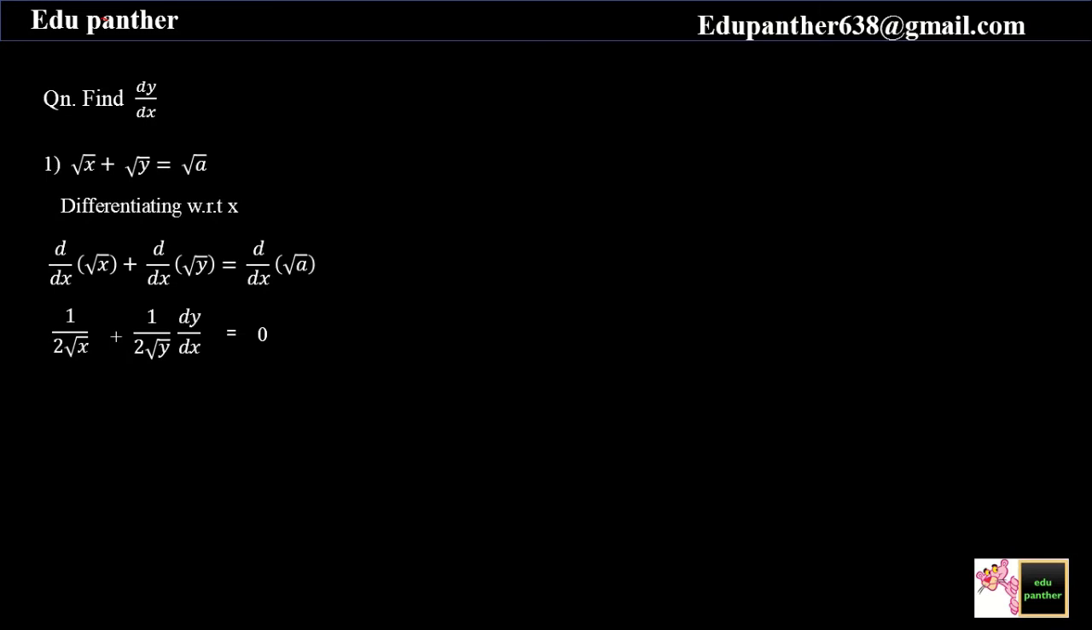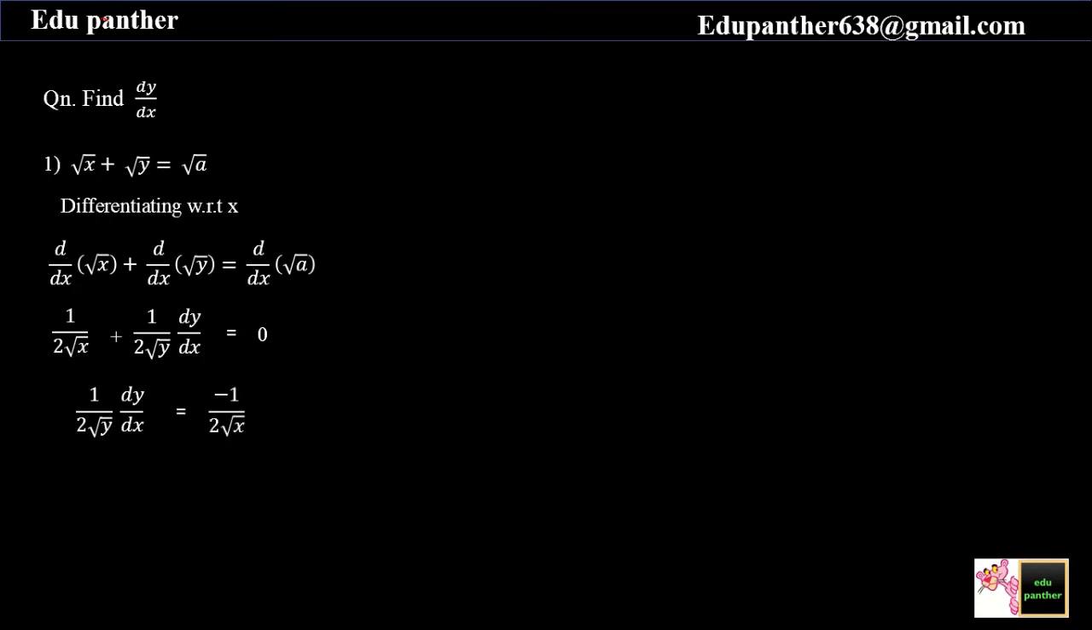Now what do we have to calculate here? dy by dx. So the process here is to take all the terms of dy by dx on the left hand side and shift the remaining terms to the right hand side. So in this equation 1 by 2 root x is without dy by dx, so we will shift it to the right hand side. So what we'll get here is 1 by 2 root y into dy by dx is equal to minus of 1 by 2 root x.